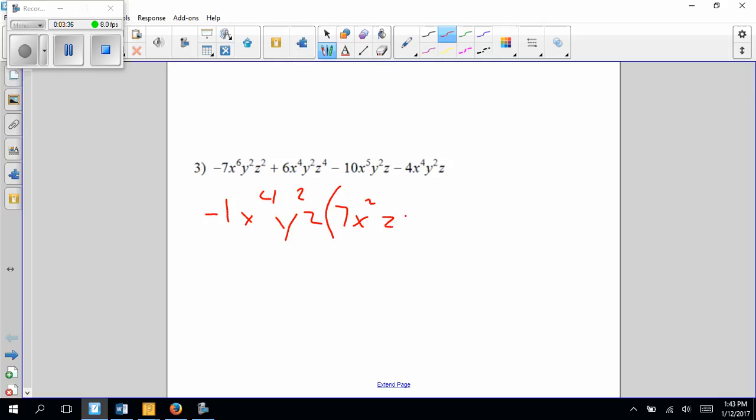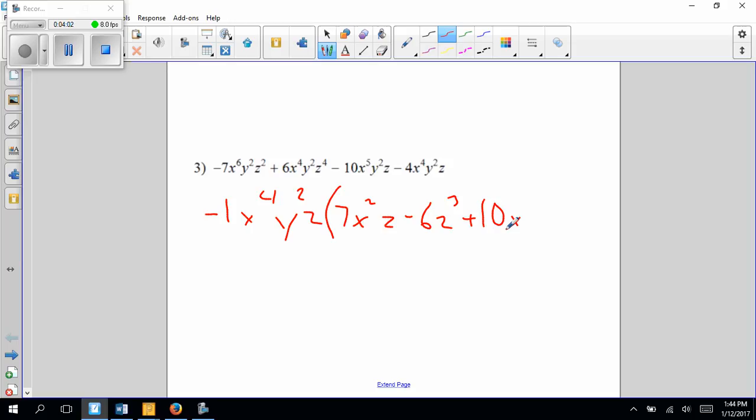Negative 1 times negative 6 gives me the positive 6. x to the fourth is already there, y squared is there, and then I need a z to the third power to get me up to z to the fourth. Negative 1 times 10, so a positive 10 is going to get me negative 10. I need an x. Y squared is already there, and z is there. So that's all I need for that one.